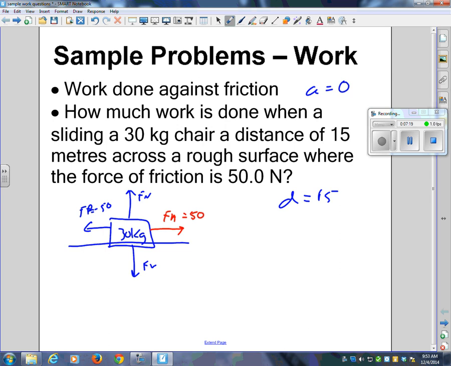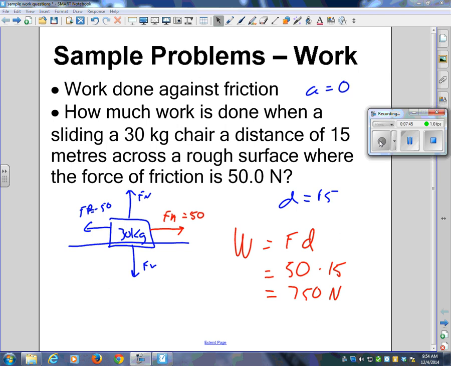What's my force? The force must be in the same direction as the displacement. So which force do I use? Come on, be brave. It's the 50. It's 50 times 15. 500, 750. Did I do that right in my head? Do you know why it's the 50 and not the 30 times 9.8? Because it's got to be in the same direction as the distance.